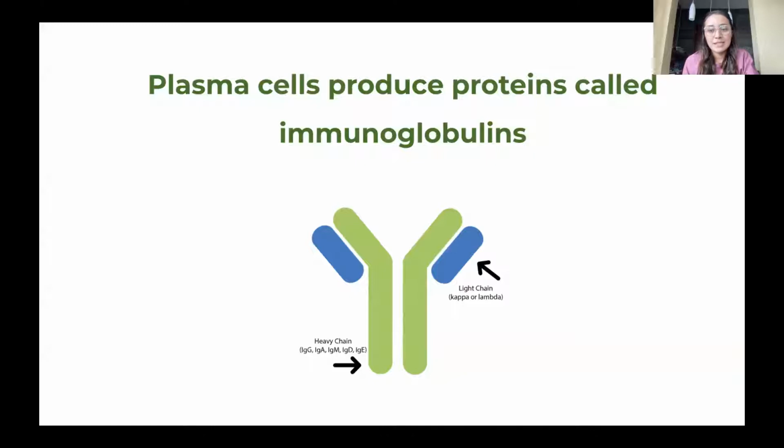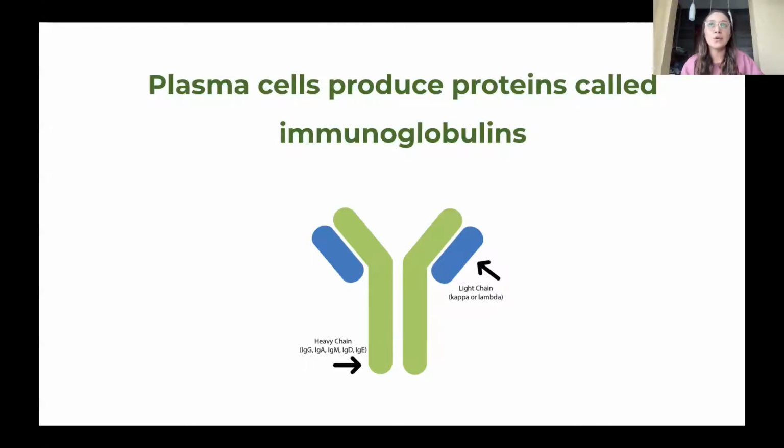The plasma cells that are being overproduced in multiple myeloma produce proteins called immunoglobulins. As you can see in the structure presented in this picture, there are two parts to the immunoglobulins. In the middle green section, we can see the heavy chain. These heavy chains are IgG, IgA, IgM, or also IgD and IgE. The blue adjacent sections are called the light chains, and they can be either kappa or lambda. These are very important because, number one, they will give you the subtype of multiple myeloma that you have.